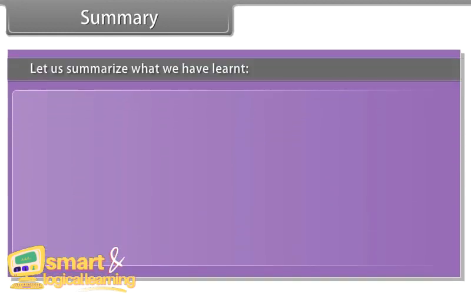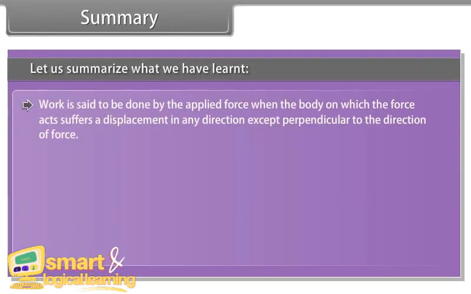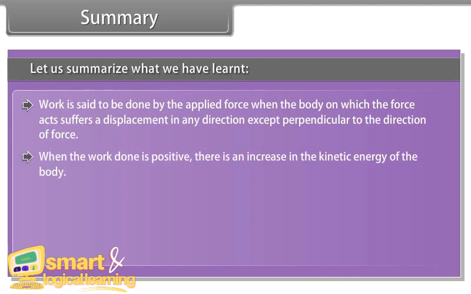Summary. Let us summarize what we have learned. Work is said to be done by the applied forces when the body on which the force acts suffers a displacement in any direction except perpendicular to the direction of force. When the work done is positive, there is an increase in the kinetic energy of the body. The area between the F-s graph and the S-axis gives the work done.